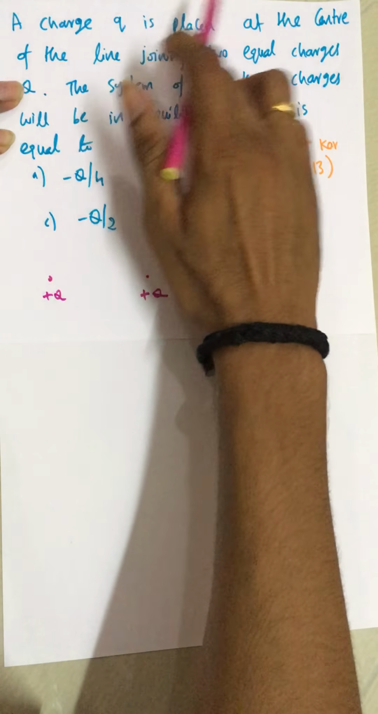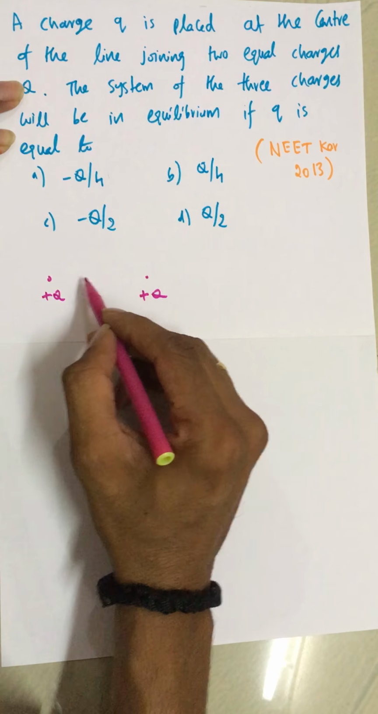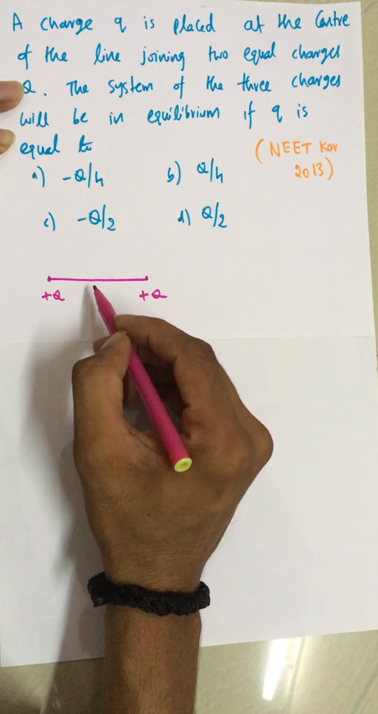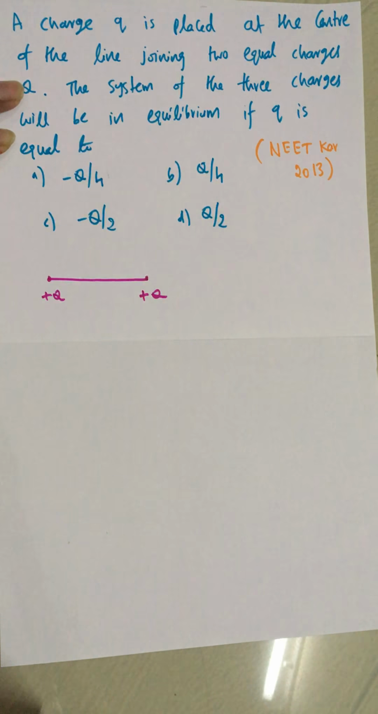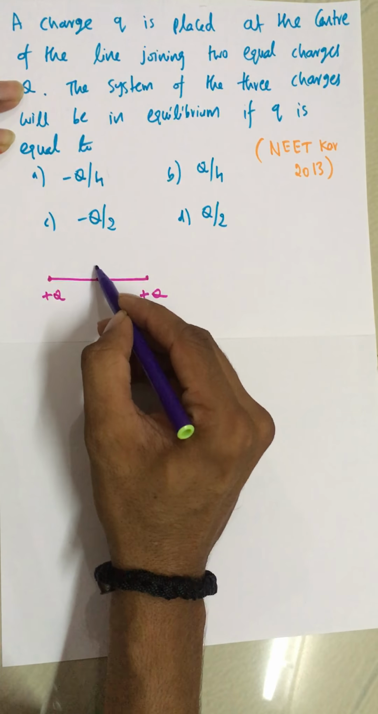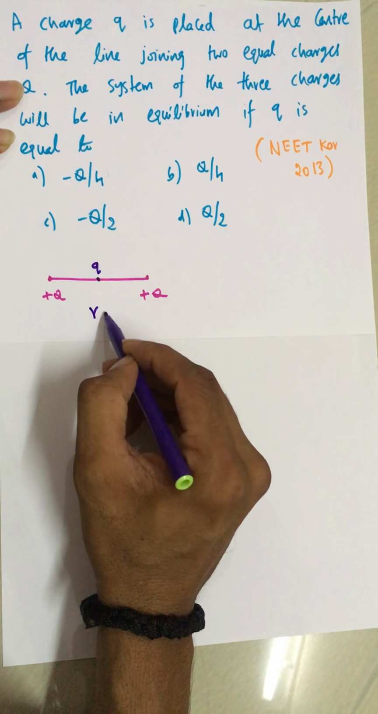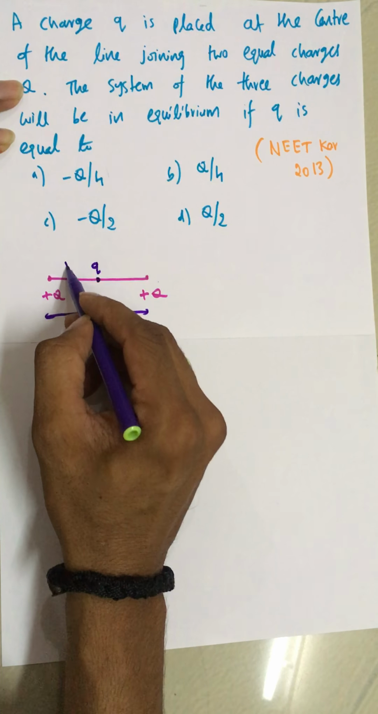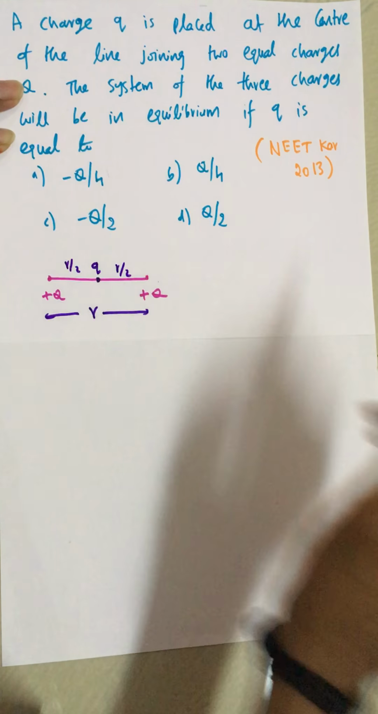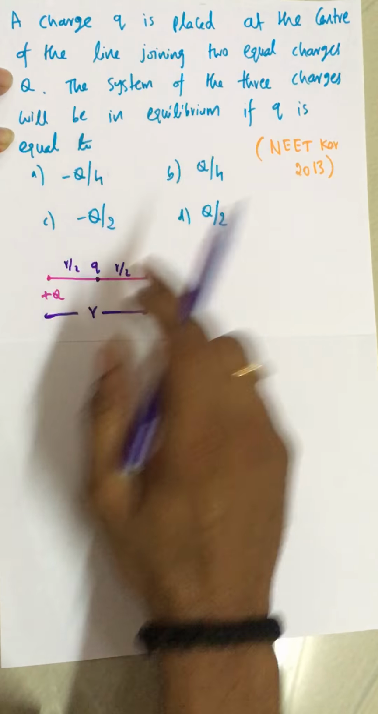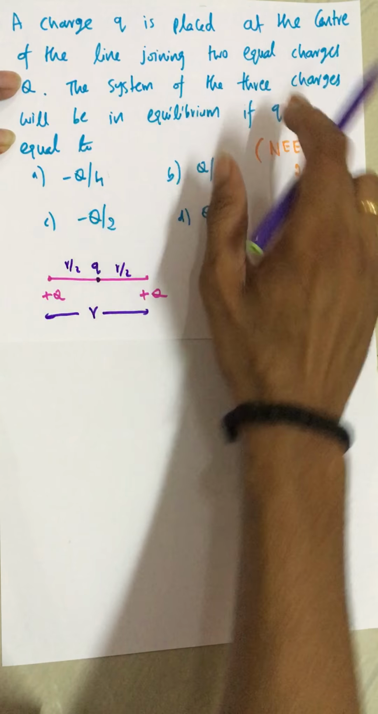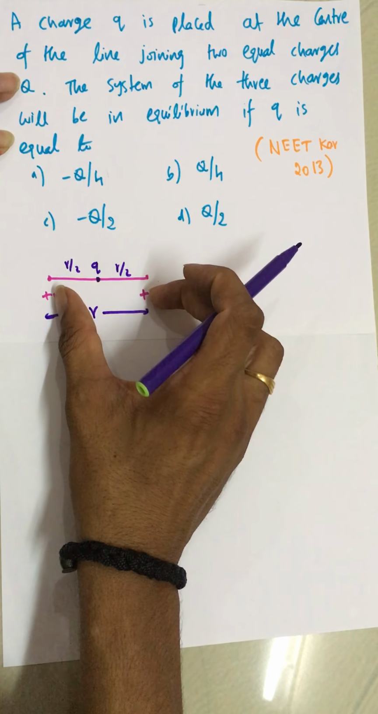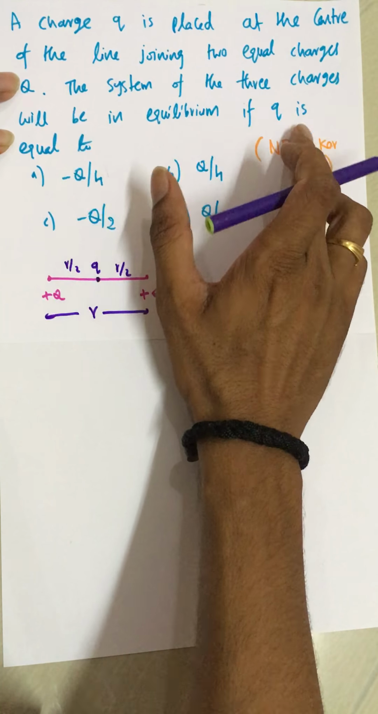The small charge q is placed at the center of the line joining them. So this is a line joining between these two charges, and the small charge q is placed at the center. If I say R is the distance between these two charges, this is the center, then this is R by 2 and this is also R by 2. Equal charges Q. The system of these three charges will be in equilibrium if q is equal to.